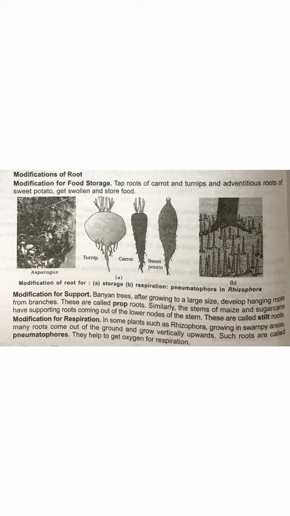Lastly, we will talk about modification for respiration. In some plants, right now I have shown you Rhizophora, which is the scientific name of one of the mangrove plants. They grow in swampy areas, that means waterlogged areas, with saline water just nearby the coastal regions. So they are not able to get enough air or oxygen. That's why they come vertically upward, out from the ground, and they respire. Actually they breathe. Such roots are known as pneumatophores. This is a special term, and they help to get enough oxygen for the respiration process.